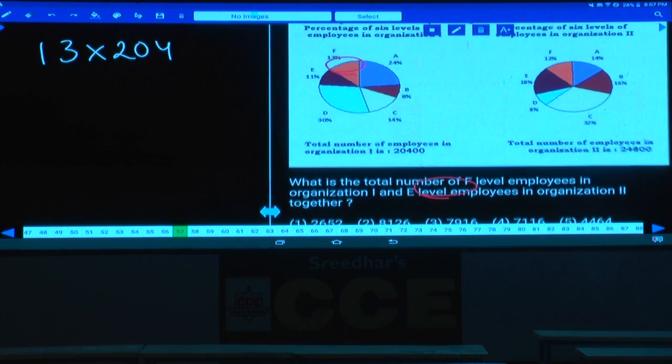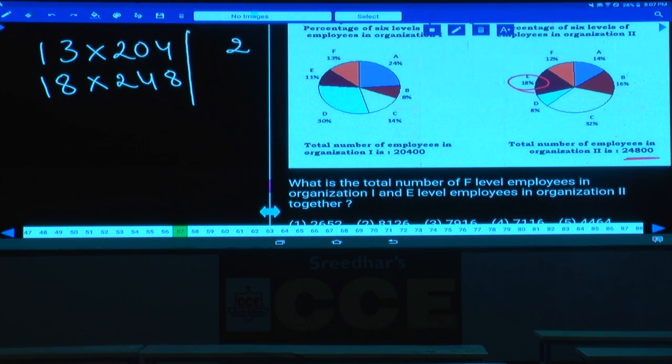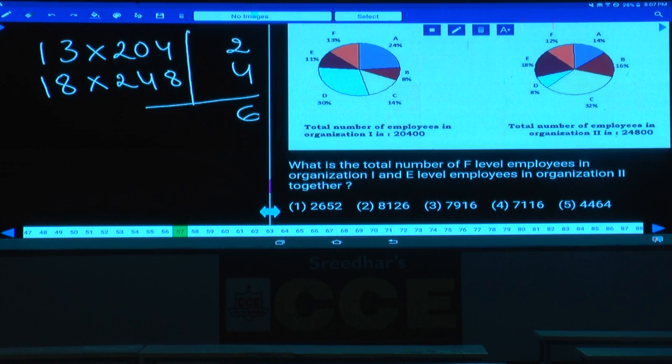And to this you need to add E level employees in company 2. E level what percent? 18% of this number. 1% is 248. 18% is 18 into 248. Now, 13 into 204 ends with 2. 18 into 248 ends with 4. The answer should end with 6. How many options are there? 3 are there. The answer can be either second or third or fourth.